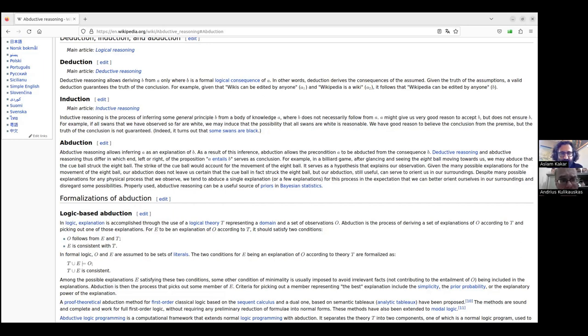Abductive reasoning allows inferring A as an explanation of B. As a result of this inference, abduction allows the precondition A to be abducted from the consequence B. Deductive reasoning and abductive reasoning thus differ in which end, left or right, of the proposition A entails B serves as conclusion. For example, in a billiard game, after glancing and seeing the eight ball moving towards us, we may abduce that the cue ball struck the eight ball.